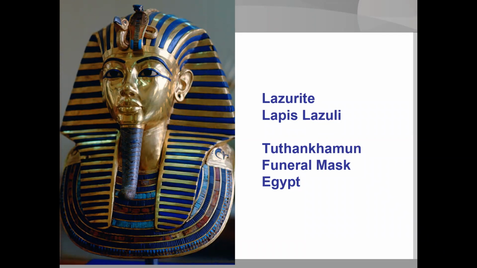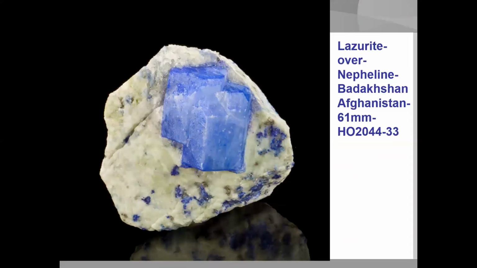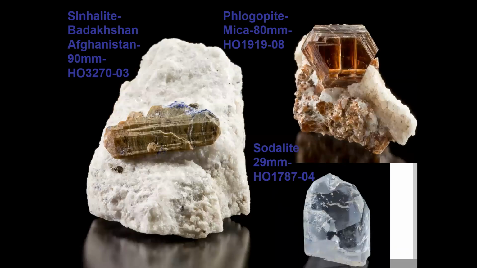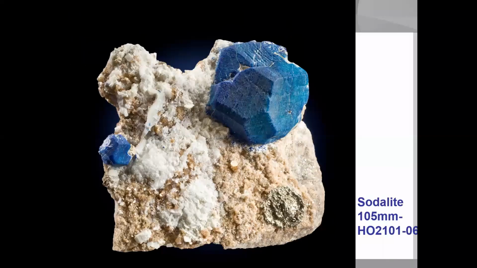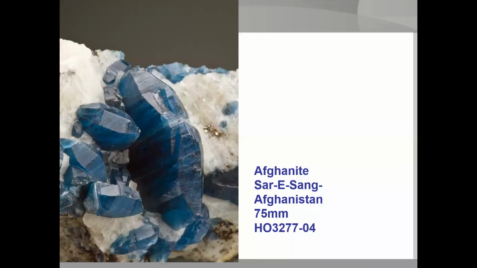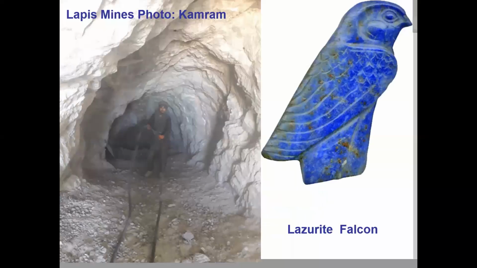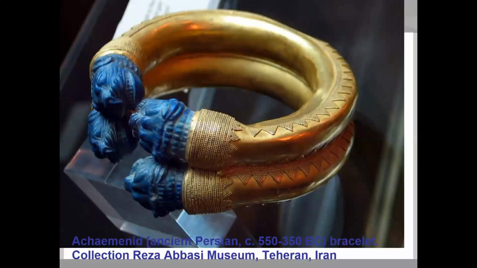Of course, the recrystallization took place in the latest orogeny, but there are a lot of interesting minerals in both of these mines. And here is lazurite over nepheline. And there are many pseudomorphs and well crystallized, even the mica and the sodalite well crystallized. There's another sodalite, and afghanite. Afghanite can be even gem quality, and it's only in the last few years that we could get good afghanite crystals. Here are a few pictures from the tunnel and a few of the ancient pieces of jewelry.